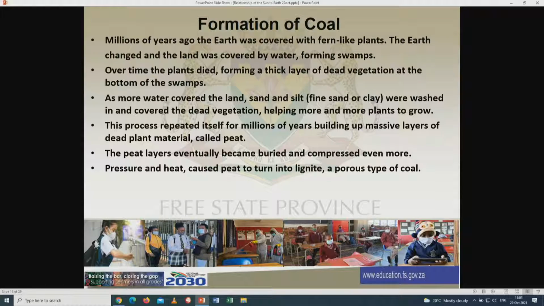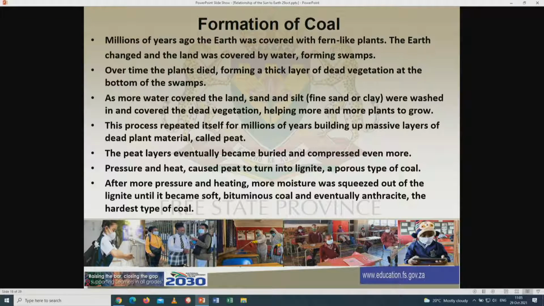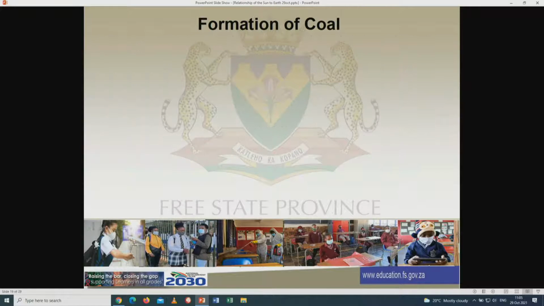Pressure and heat caused peat to turn into lignite, or porous type of coal. After more pressure and heat, more moisture was squeezed out of the lignite until it became soft bituminous coal and eventually anthracite, the hardest type of coal. So now, let's watch a video so that we can have a picture of the formation of coal.